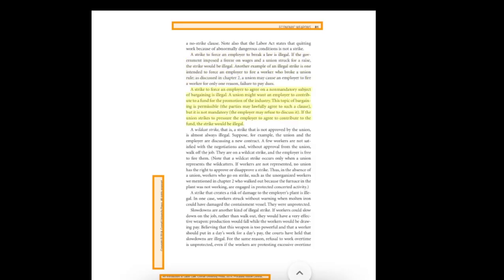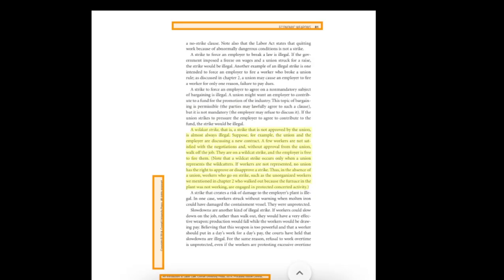A strike to force an employer to agree on a non-mandatory subject of bargaining is illegal. A union might want an employer to contribute to a fund for the promotion of the industry. This topic of bargaining is permissible. The parties may lawfully agree to such a clause, but it is not mandatory. The employer may refuse to discuss it. If the union strikes to pressure the employer to agree to contribute to the fund, the strike would be illegal.